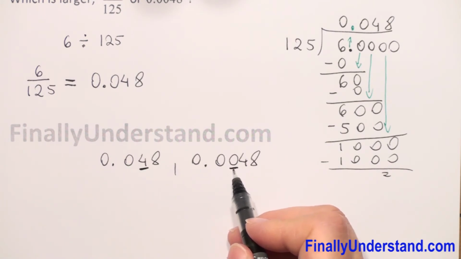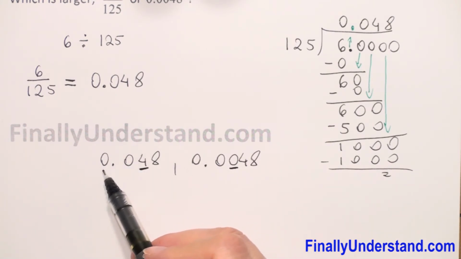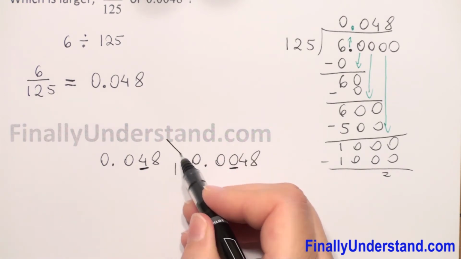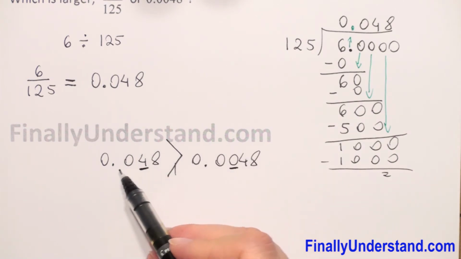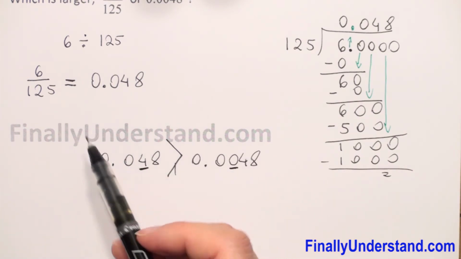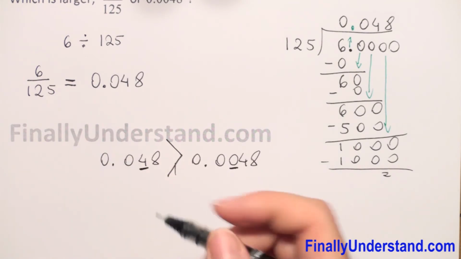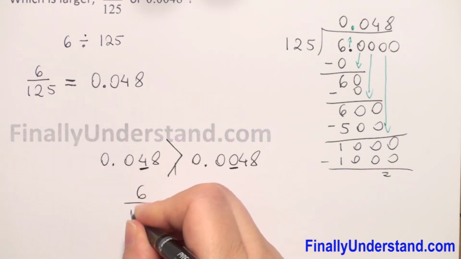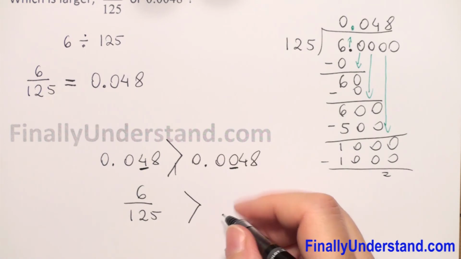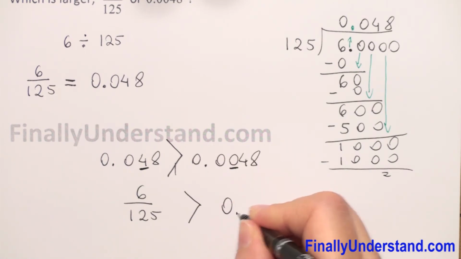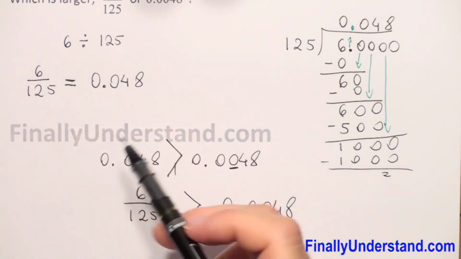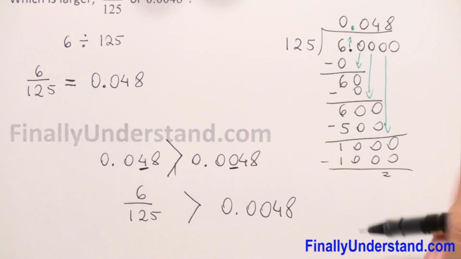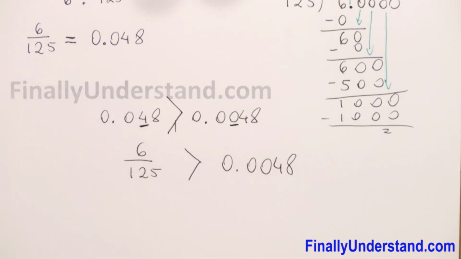So what does it mean? That our number 0.048 is greater than 0.0048. And this number is equal to 6 over 125. So we can write that 6 over 125 is greater than 0.0048. This was one way we changed this fraction to a decimal number, by using division.